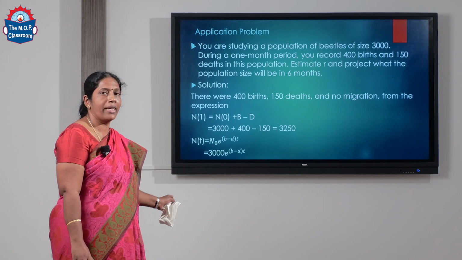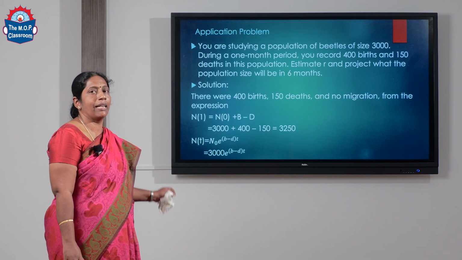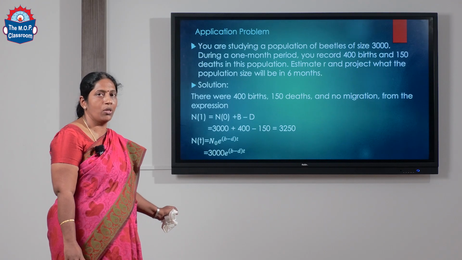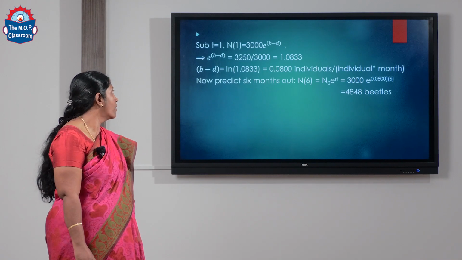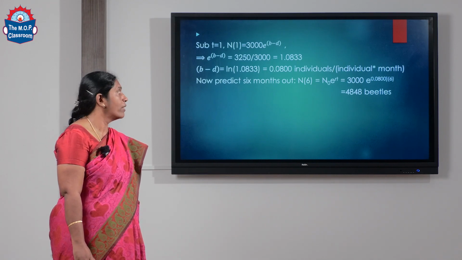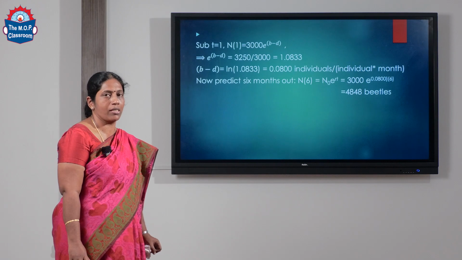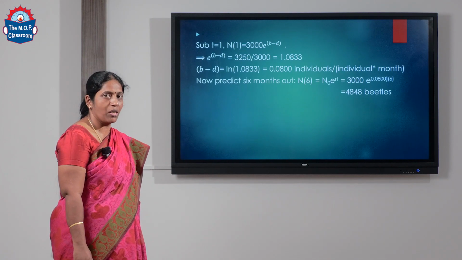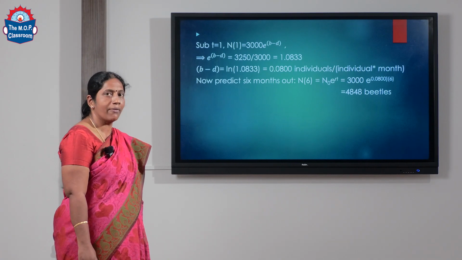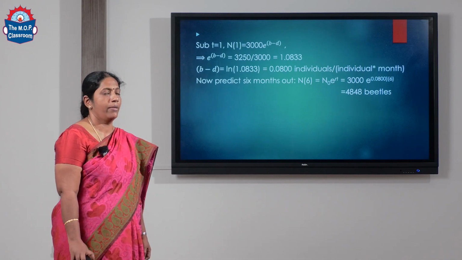Using this, we can find the value of R. Already we know that N(t) is equal to N(0) e^((b minus d)t). In this expression, when we substitute t equal to 1, we arrive at the value of b minus d, which is equal to 0.0800. Now, applying the same equation and substituting t equal to 6, we can calculate the population size of the betas in the next 6 months. So N(6) is given by N(0) e^(rt). Substituting the values, we get 4848 betas in the next 6 months.